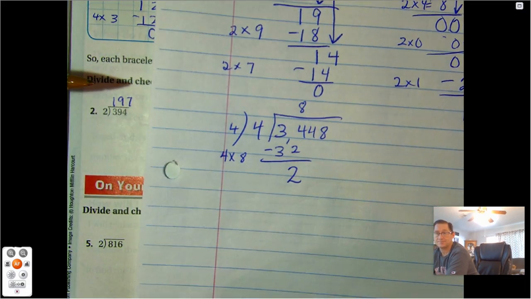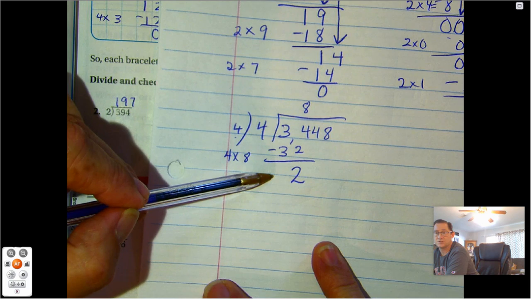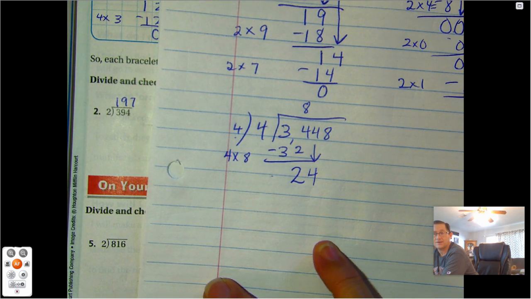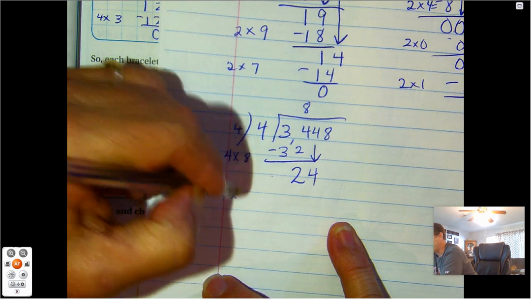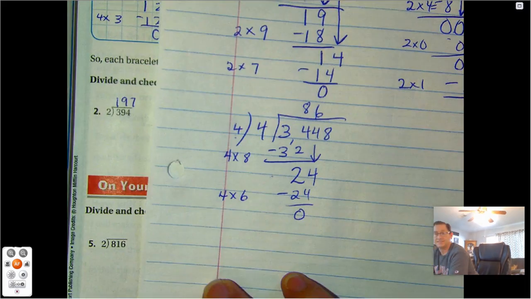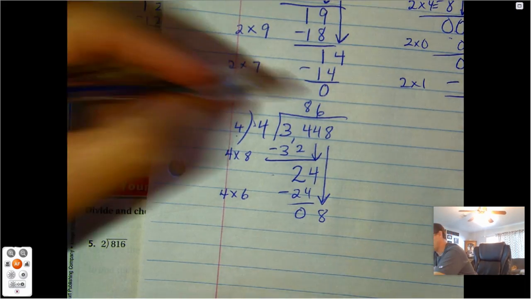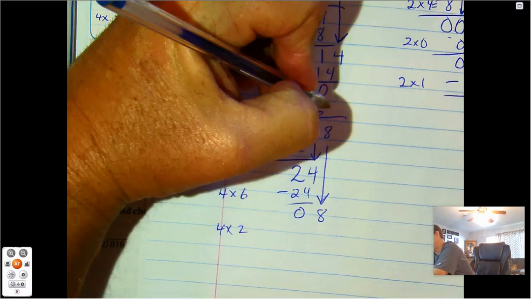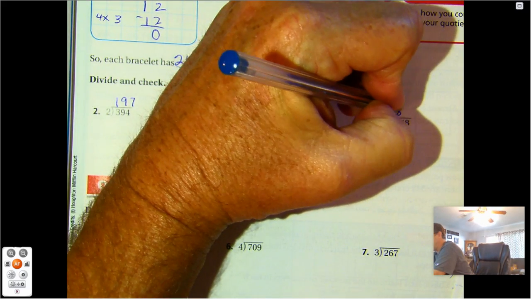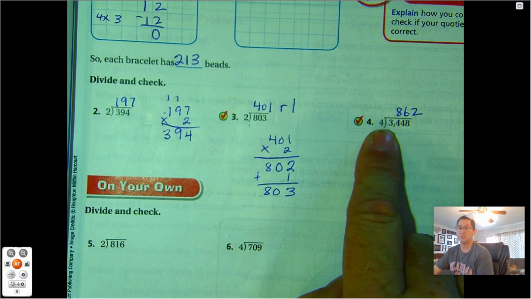2 hundreds I can't share with 4 groups, so I'll regroup that as 20 tens. Bring down the 4 tens that I already have. So now I have 24 tens to share with 4 groups. Well, 4 times 6 is 24. That leaves me 0. Okay, now I bring down my 8 ones, and I can share those equally with 4 groups. 4 times 2 is 8. So we're saying our answer is 862. Notice we didn't put anything above the thousands because I couldn't share 3,000s equally into 4 groups.